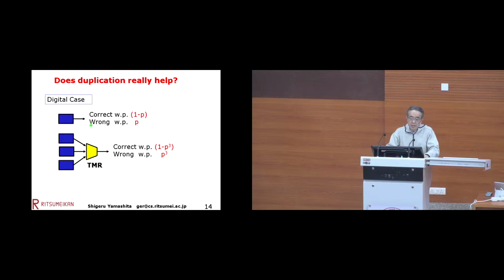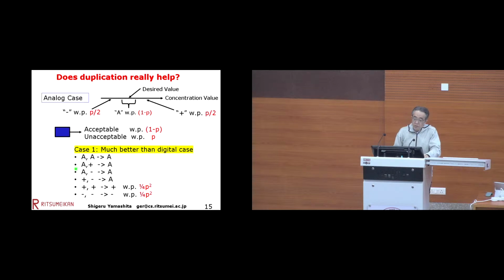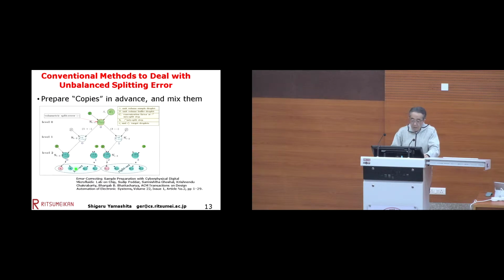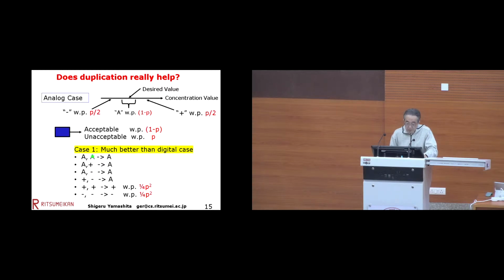So they have this kind of scenarios, for example. For the digital case, it is easy, but for our case, if we have two same droplets and then average, that is kind of duplication. But let's consider what happens for duplication in our case. There are so many scenarios, so I consider very simple cases.